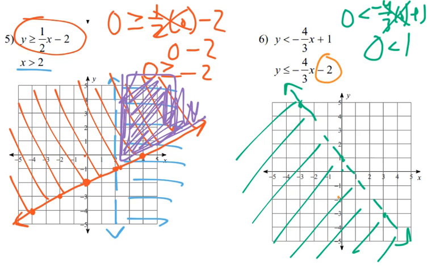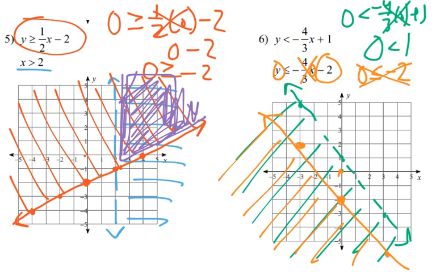Graph my other one down to negative 2, down 4, to the right 3, or up 4, to the left 3. This one's solid because it's equal to. Test that point 0, 0. 0 for that would eliminate. 0 for that. Is 0 less than or equal to negative 2? Nope, it is not. So we shade the opposite side.